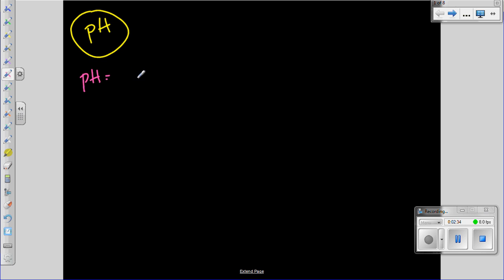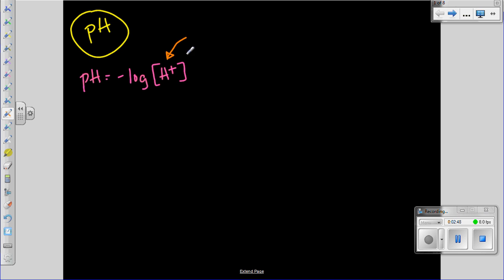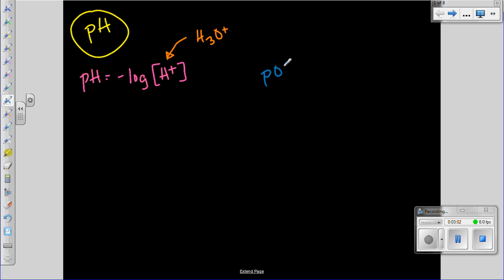So the first one is pH equals the negative log of the hydrogen ion concentration. Now remember, depending on how we've written our reaction, this hydrogen ion concentration could also be a hydronium ion concentration because we kind of use them interchangeably. So either will work. Another equation is pOH equals the negative log of the hydroxide ion concentration. And I'll do some examples showing you how we use each of these.